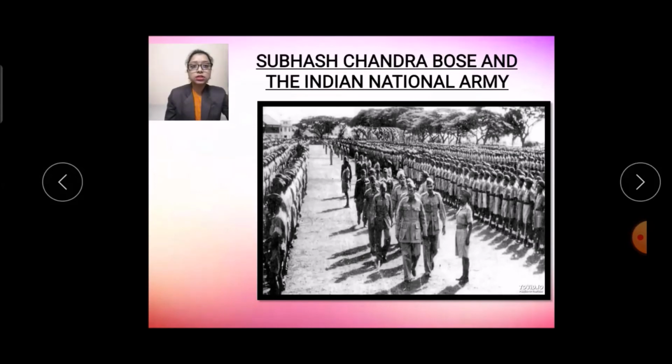So here you can see in this picture, this is the army of 40,000 Indian soldiers, and it is called the Indian National Army or Azad Hind Fauj, formed by Netaji Subhash Chandra Bose. The Indian National Army fought against the British on the northeast borders of India. So you know, children, where are the northeast borders of India?